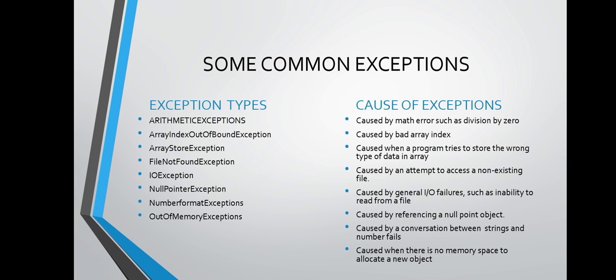For example, if an array has a limit on its size and we insert more numbers than that array index allows, it shows an array index out of bound exception. Array store exceptions are caused when a program tries to store the wrong type of data in an array. For example, if an array is created with the data type integer and a user tries to store a character or a string in it, it shows that a wrong data type is stored in the array.